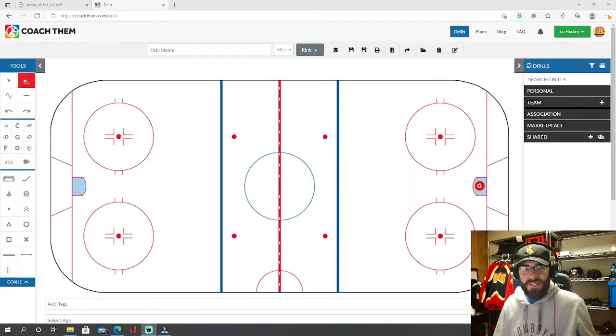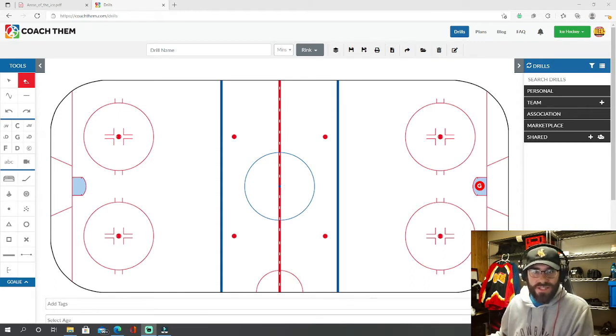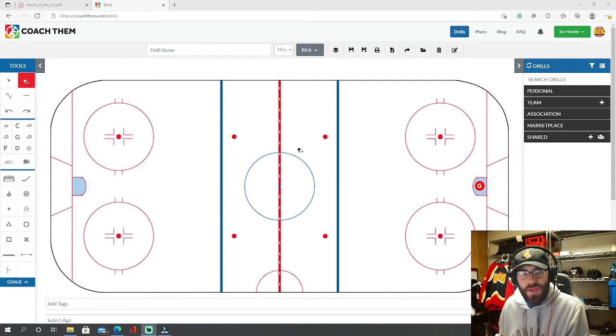The next line of the ice we're going to go over with you today is the red line. The red line is used to separate the ice into halves. As you can see on the rink diagram, the red line runs right through the middle of the ice. It separates one half of the ice from the other half. The other major thing that a red line does is it is involved in enforcing the rule of icing.